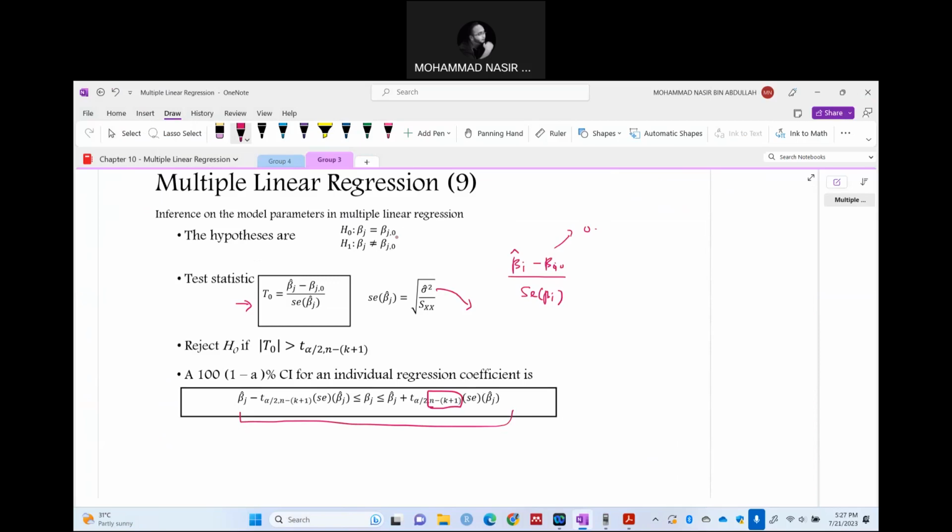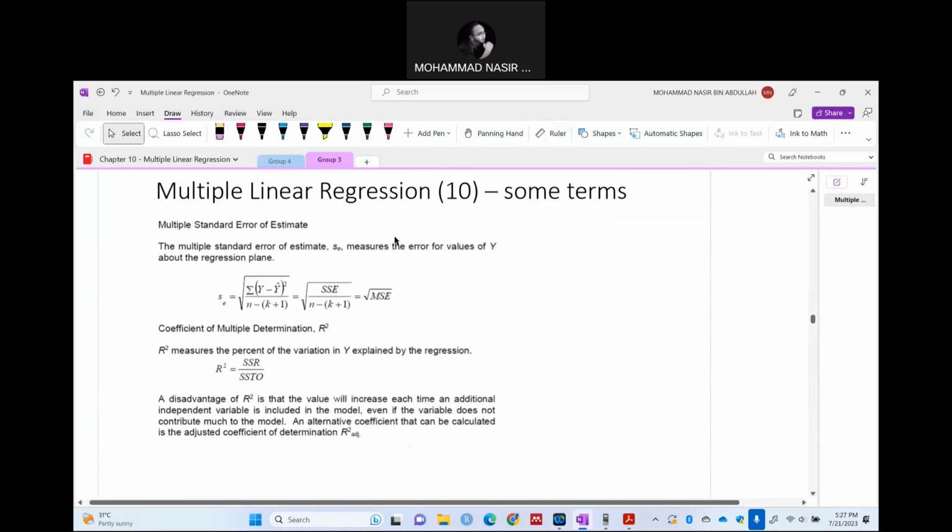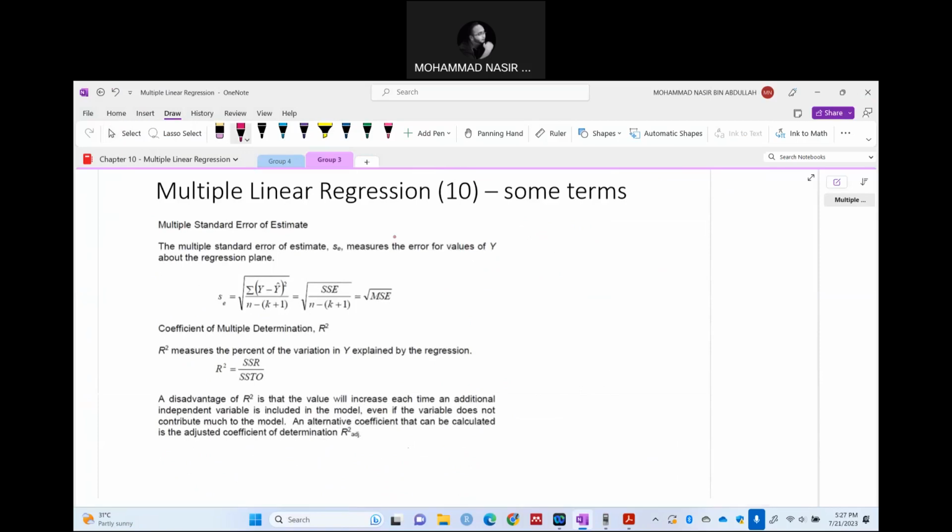Okay. And this is some terms that you need to remember. Standard error of estimate, we take from the ANOVA table, which is square root of MSE. R square is equal to sum of square regression divided by sum of square total, or 1 minus sum of square error divided by sum of square total, right?